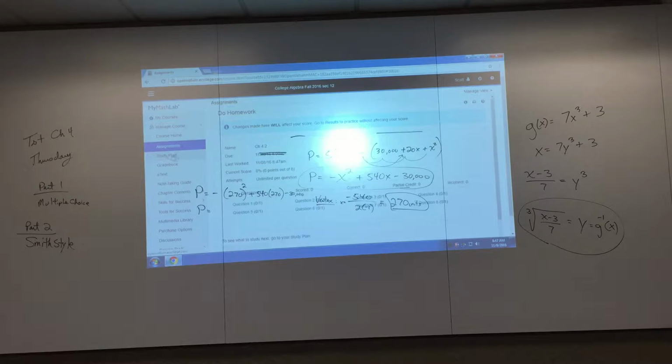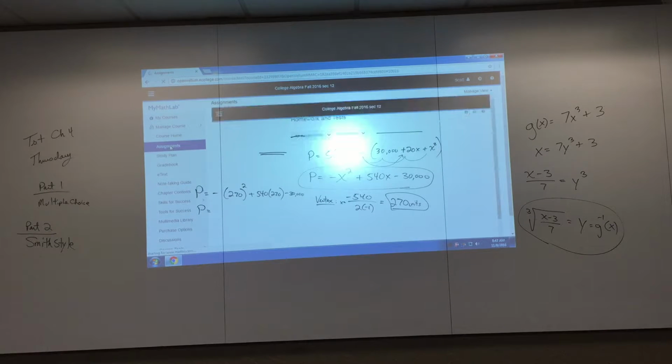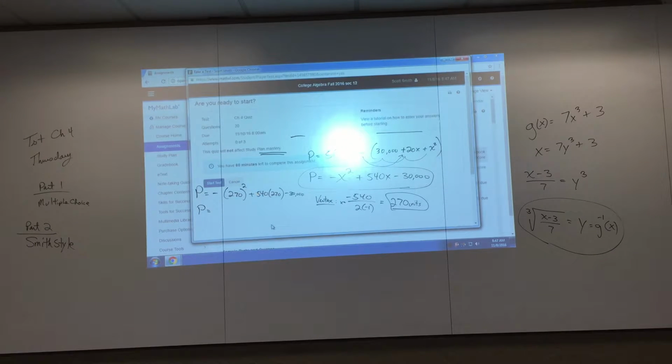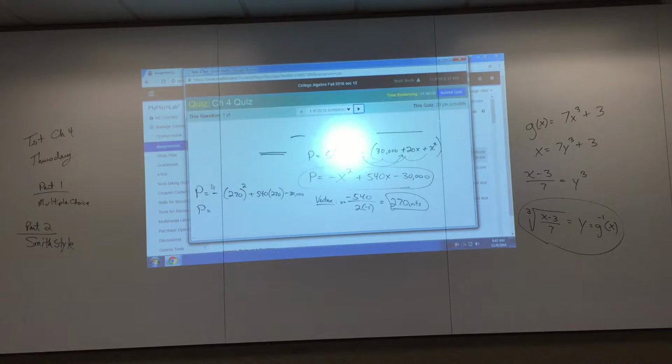What does the quiz look like? So I go to assignments, and maybe way down at the bottom I can find my quizzes. But also I can do this right here, quizzes and tests. And there's a chapter 4 online quiz. Is there any good questions here? Oh yeah, this is my transformations. This looks pretty good.